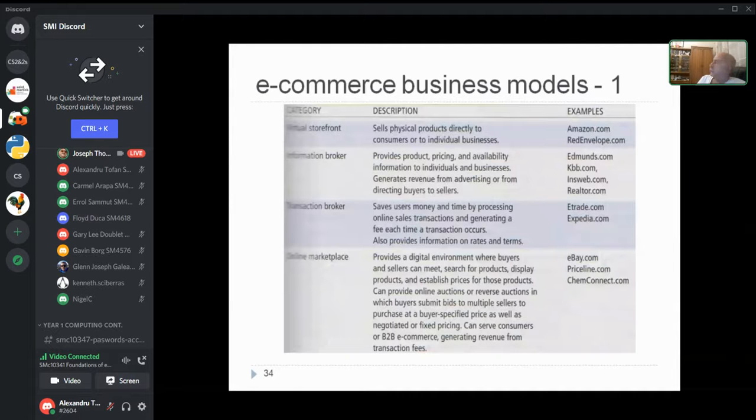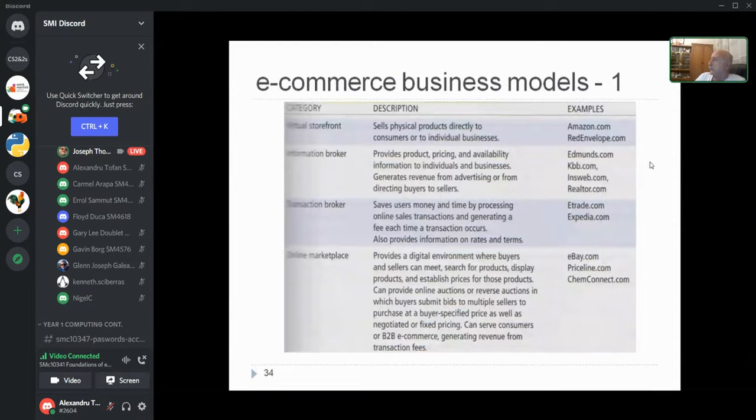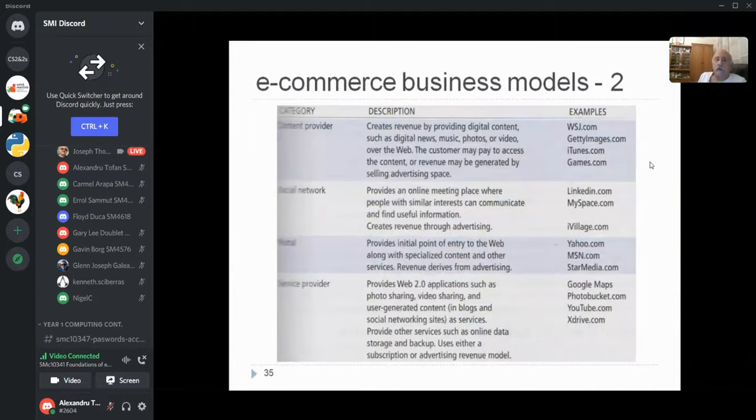An online marketplace, right, a digital environment where buyers and sellers can meet. Right? An example would be eBay, where sellers are selling their products and buyers, right, can place their bids to buy those products, and then the highest bidder will win the auction. Right? So the online marketplace is a sort of virtual market where buyers and sellers can transact business together.